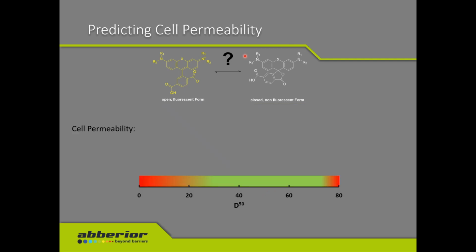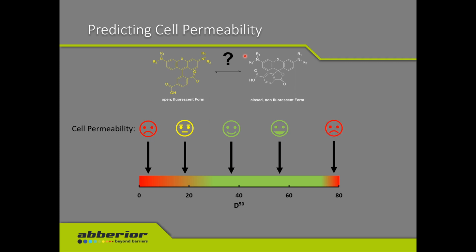For example, if we have a fluorophore with a very low D50 value, then it is rather less cell permeable. If we manage it somehow to increase this D50 value, then we also increase the cell permeability of our fluorophore. If we increase the D50 value even further, then of course we end up with the fluorophore being highly cell permeable.